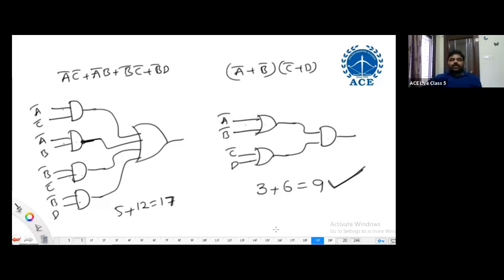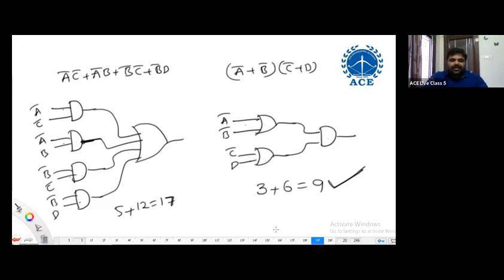Yes, Shubham Kumar, if it is mentioned that only uncomplemented variables are available, then I need to go with the number of inverters also. What is the complexity of an inverter? One gate, one input. And it may be required to compare like this sometimes.